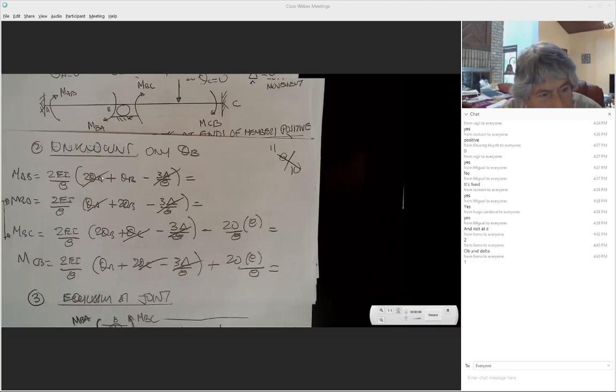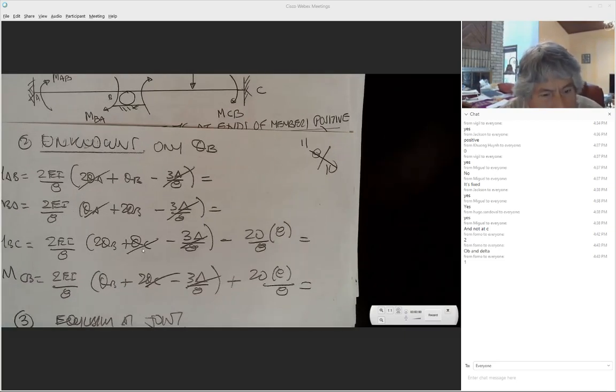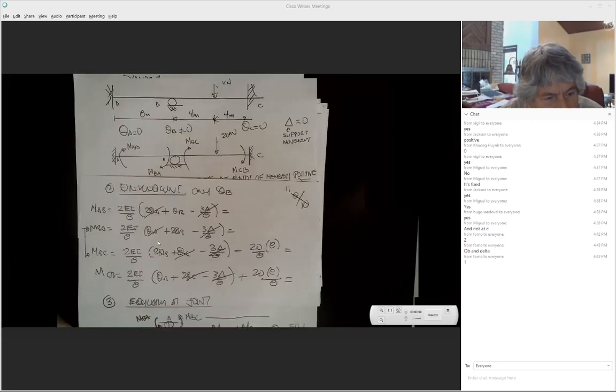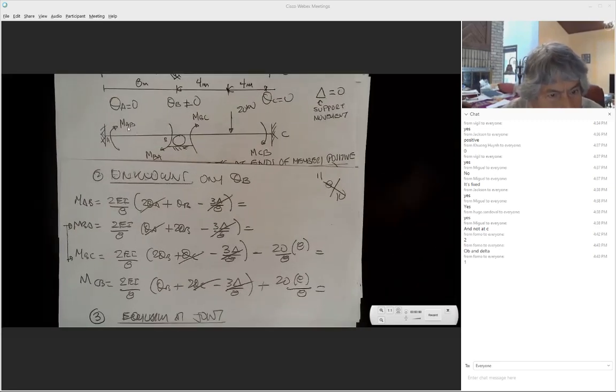So all the zeros are gone. You can see here that I have written MAB, MBA, MBC, and MCB in terms of theta A, theta B, theta C, and delta. Theta A and delta are 0, theta C and delta are 0. So what do we normally do? Equilibrium at the joint. The summation of the moments at any joint has to be equal to 0.